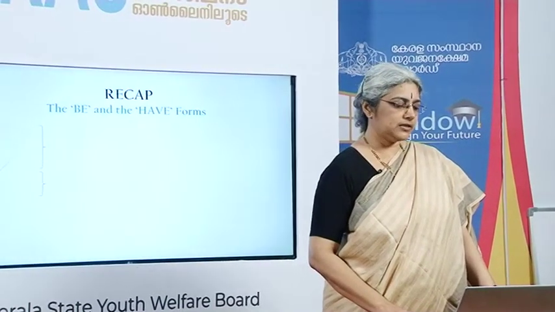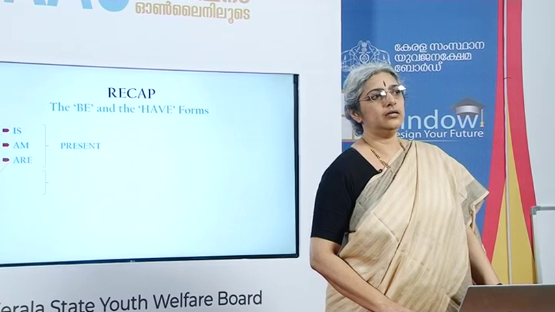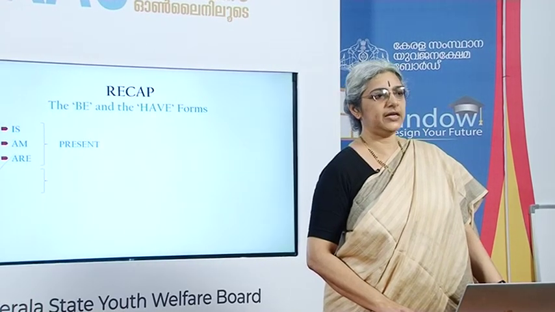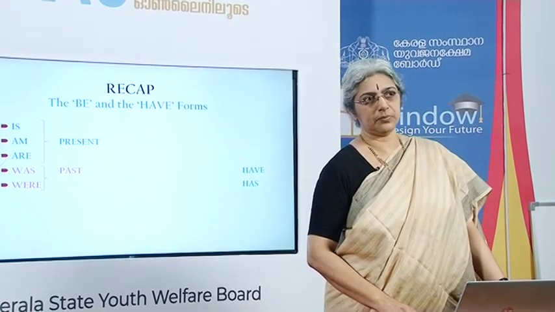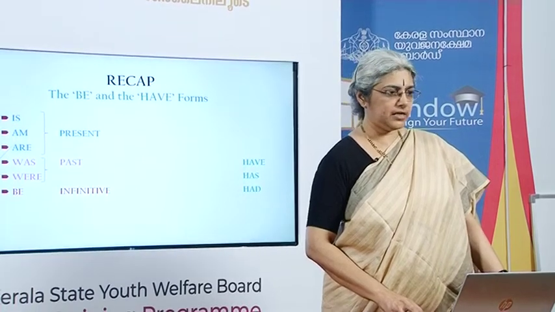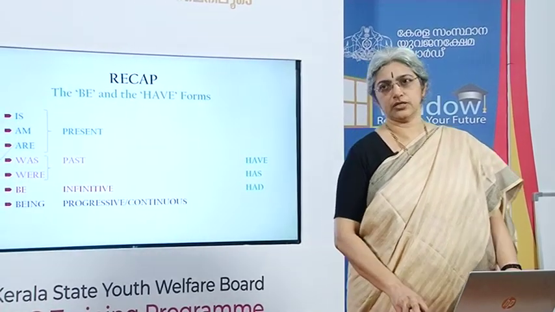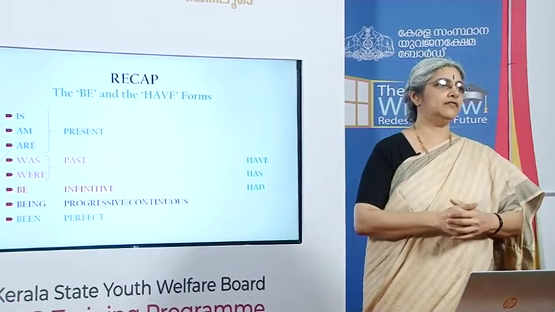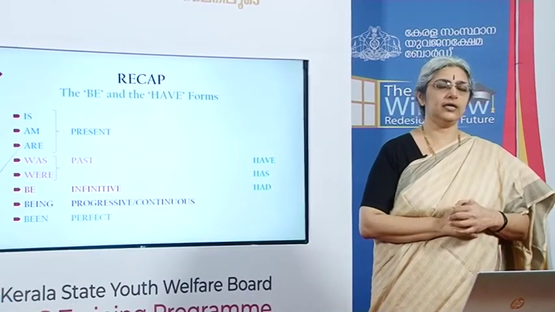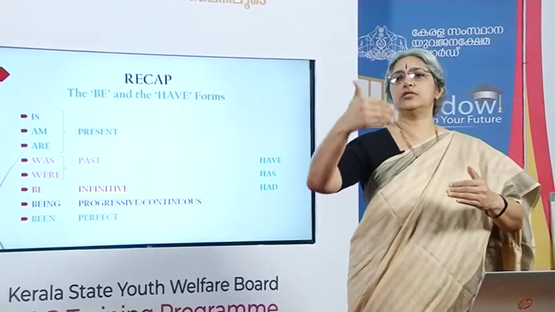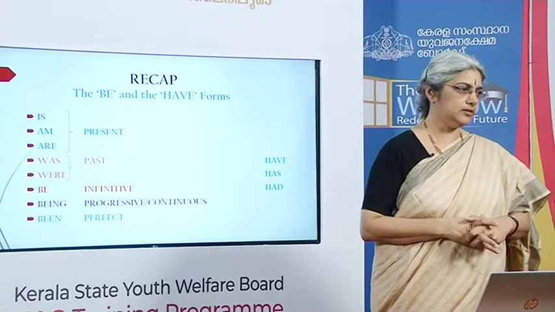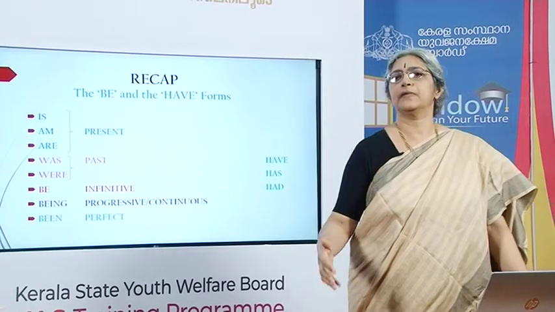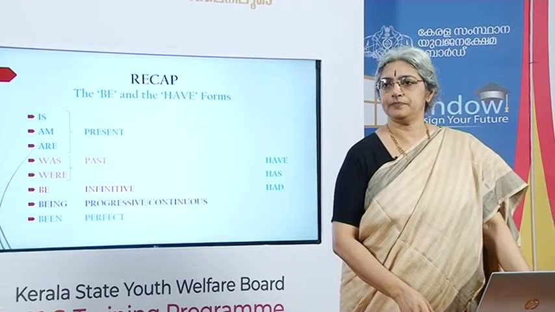Okay, just again as a recap: is, am, are are the present tense forms of be; was, were are the past tense forms; be is the infinitival form; being is the progressive or continuous; been is the perfect; and then also keep in mind have, has and had. You know why? Because I am going to take you through all the tense forms of a sentence and take you through the passive forms as well.